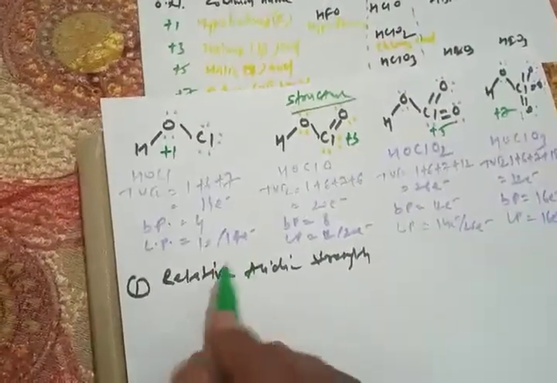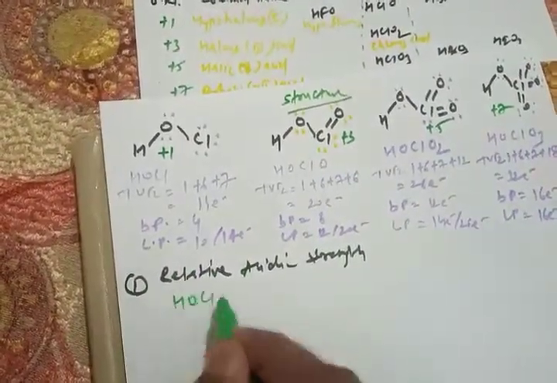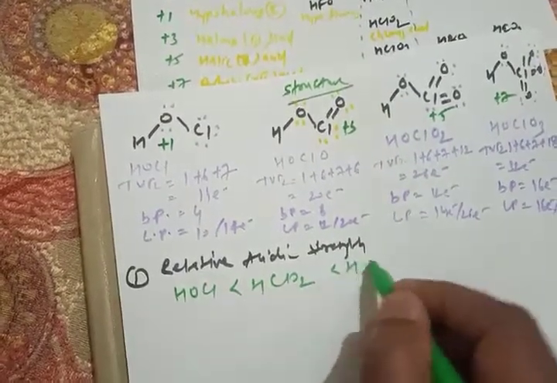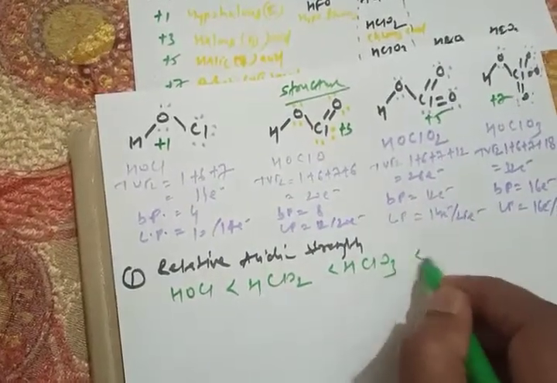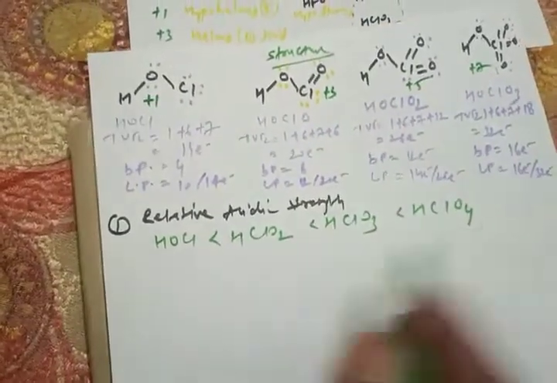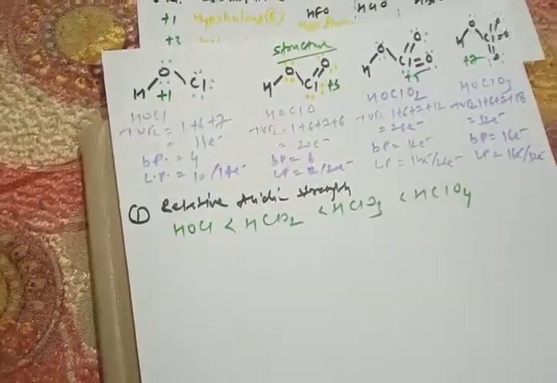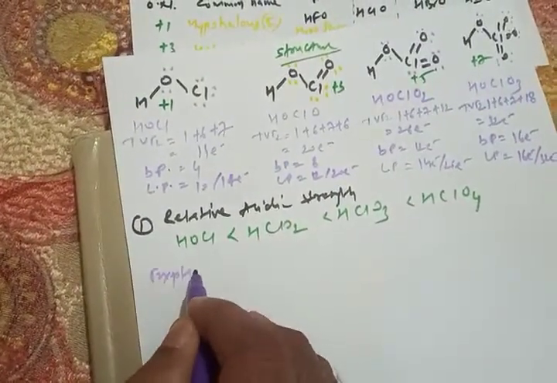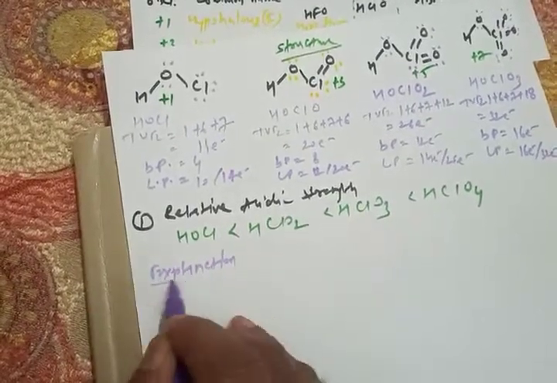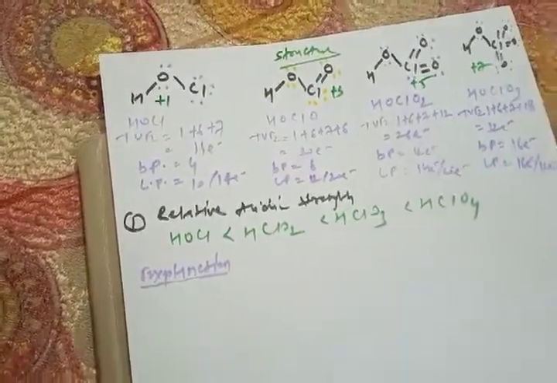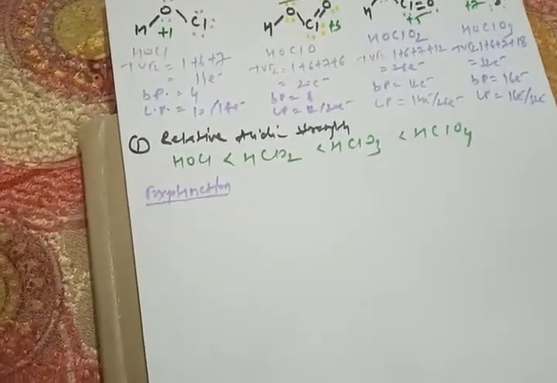So what is the order? The order is very simple. HOCl, then HClO2, then HClO3, and then HClO4. As per the increasing oxidation number, this is the acidic strength. But there is an explanation. We will go for this explanation because so many times we are saying that as oxidation number is increasing, the acidic character is also increasing. So what is happening, we will discuss in this explanation.